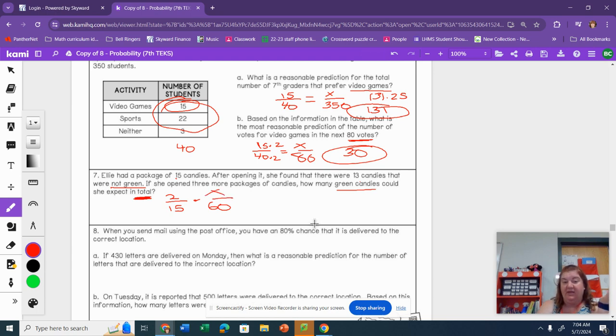So what would that equal? Well, again, 15 becomes 60 by multiplying by 4. So if you do it to the bottom, you do it to the top. So there should be 8 candies that are green.